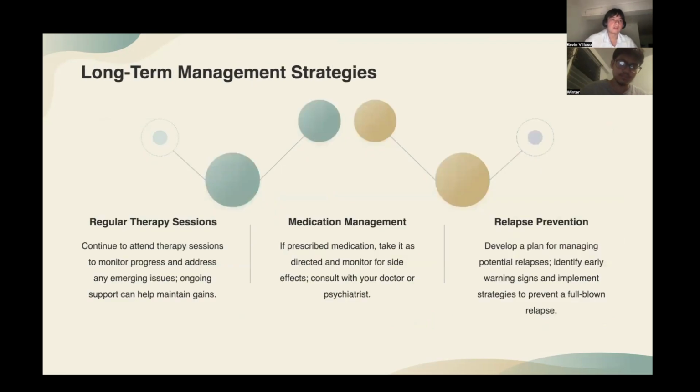And then there's long-term management strategies. Regular therapy sessions: continue to attend therapy sessions to monitor progress and address any emerging issues. Ongoing support can help maintain gains. Medication management: if prescribed medication, take it as directed and monitor for side effects. Then there's relapse prevention. Develop a plan for managing potential relapses, identify early warning signs, and implement strategies to prevent a full-blown relapse.